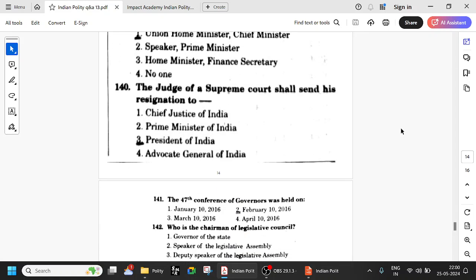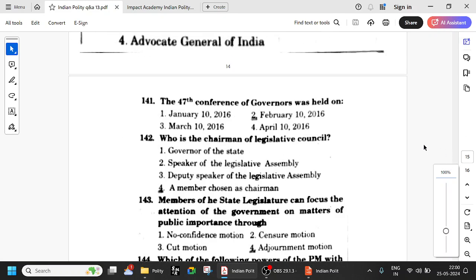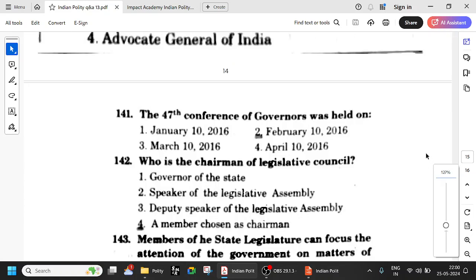So the judge of a Supreme Court shall send his resignation to the President of India. Whether it's the Chief Justice or judges of the Supreme Court, Chief Justice or judges of the High Court, they are all appointed by the President of India and they give the resignation to the President of India. Okay, directly, not to the Chief Justice or anything, directly to the President of India. Removal of judges goes through an impeachment process. It is not that easy.